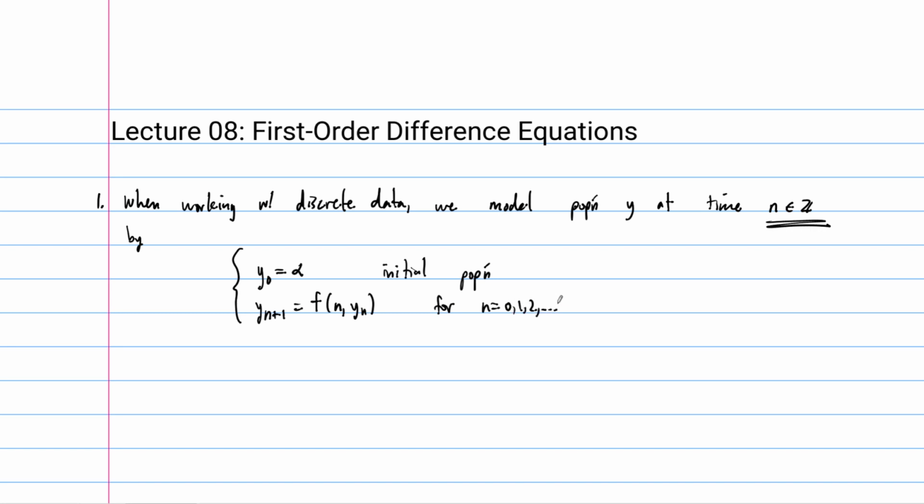The function f is like the right-hand side of a differential equation. But because the data is discrete, this is called a first order difference equation with an initial value, or with initial data.